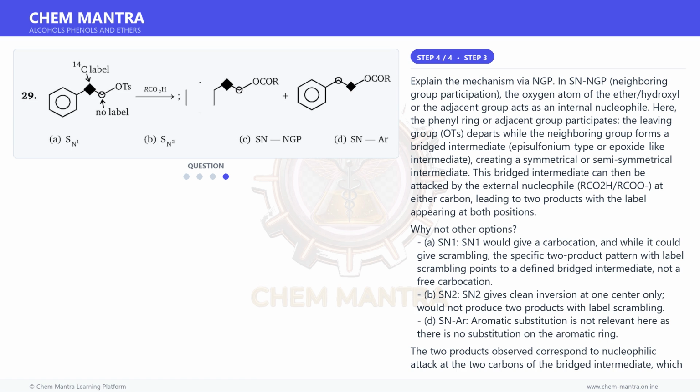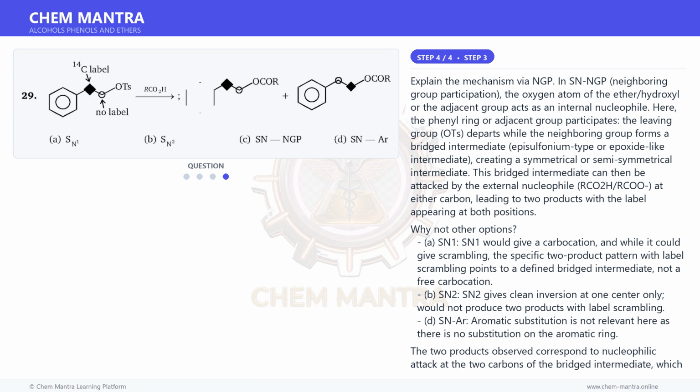SN1. SN1 would give a carbocation, and while it could give scrambling, the specific two-product pattern with label scrambling points to a defined bridged intermediate, not a free carbocation. B. SN2. SN2 gives clean inversion at one center only, and would not produce two products with label scrambling.